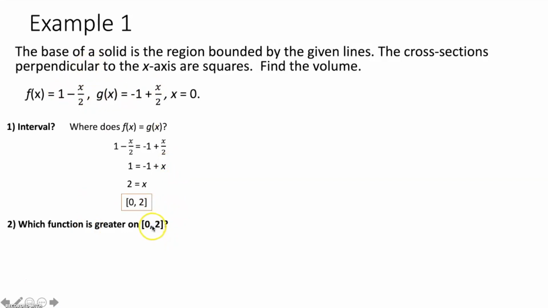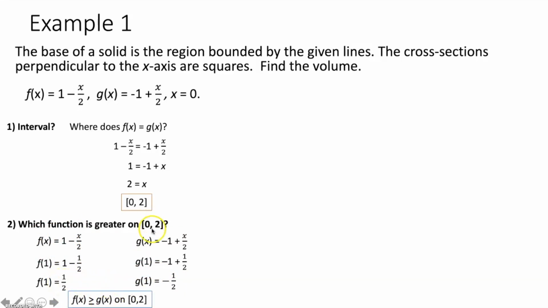So let's determine which function is greater on this specific interval. What we're going to do is pick an x value on this given interval and plug it into each of these functions for x and see which produces a greater y value. So I'm going to take 1, plug it in for x in each of these functions, and it looks like on this interval, f of x produces greater y values than g of x. Therefore, f of x is going to be greater than or equal to g of x on this given interval.